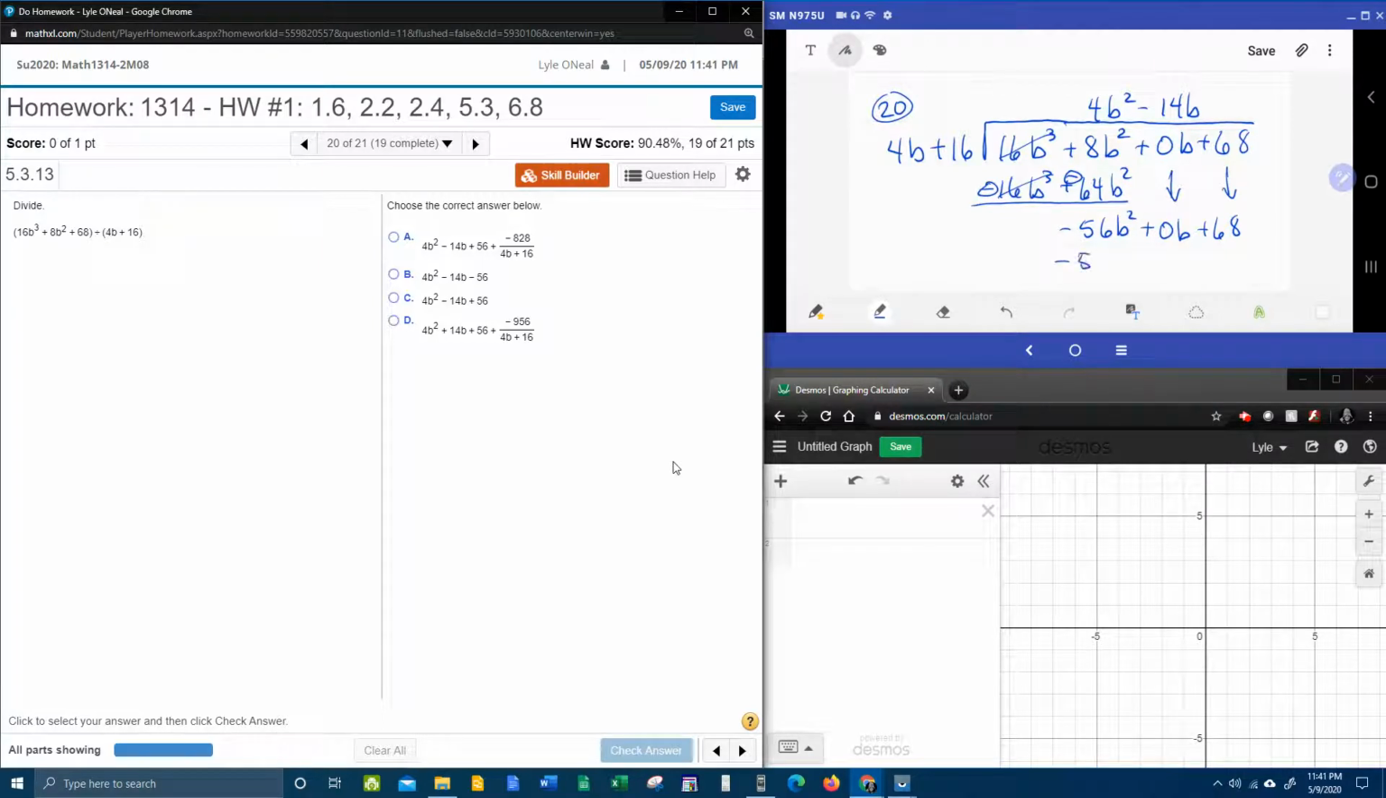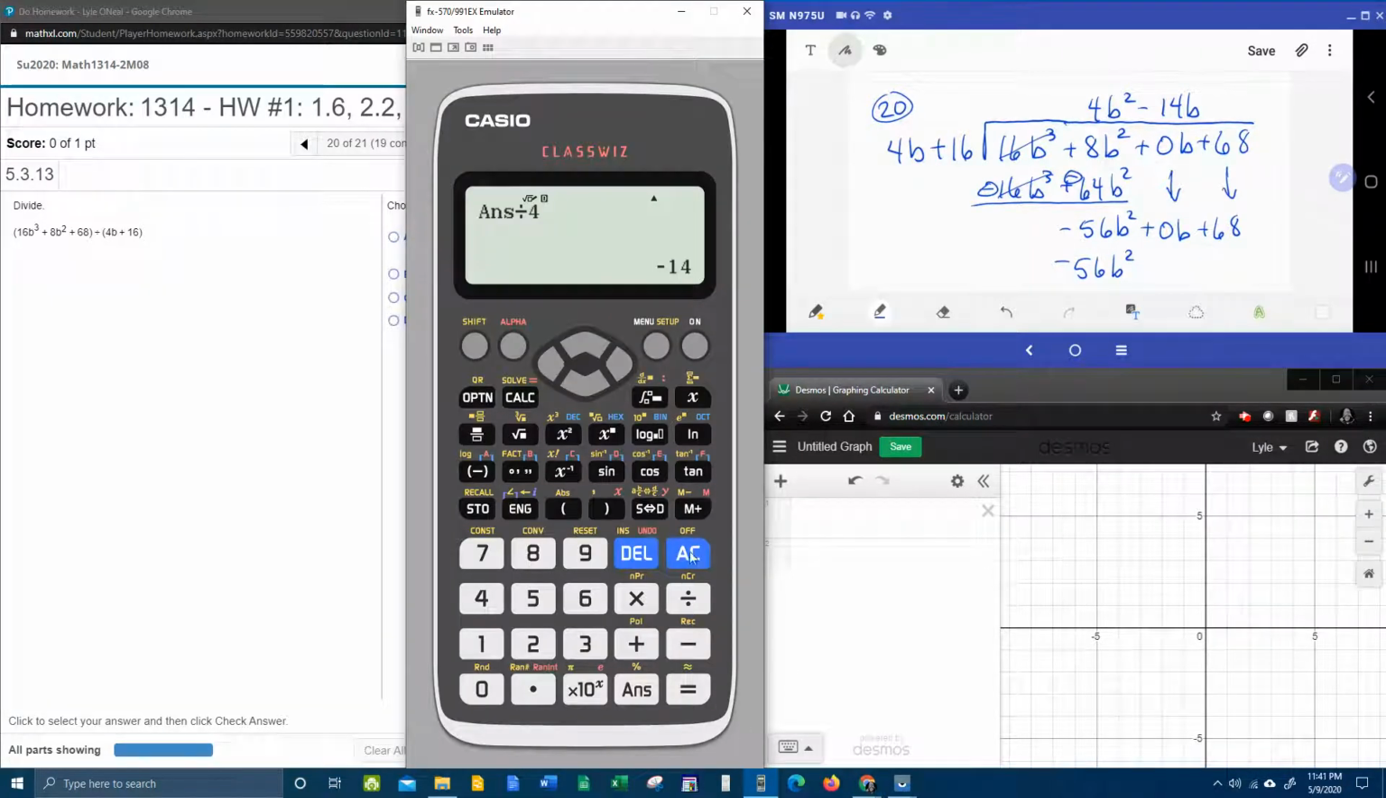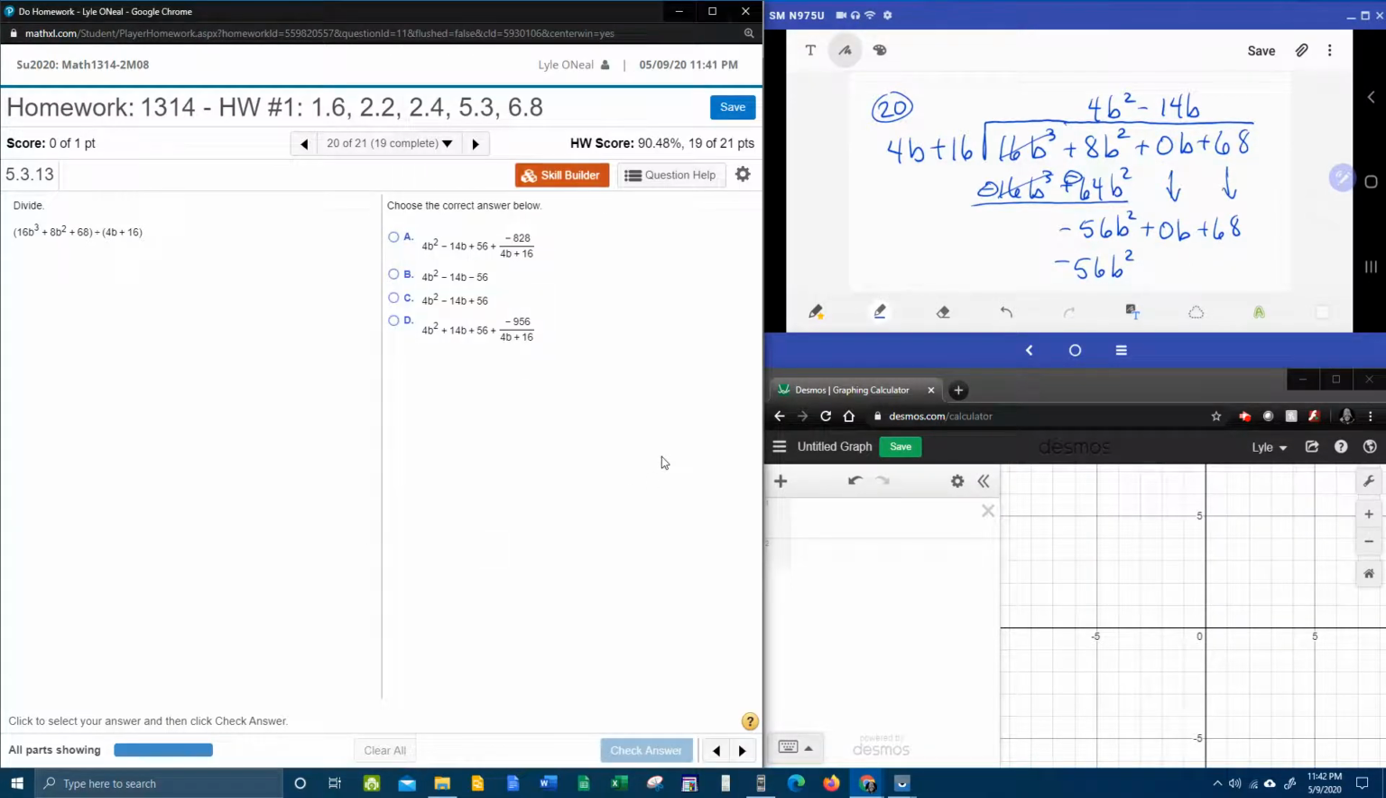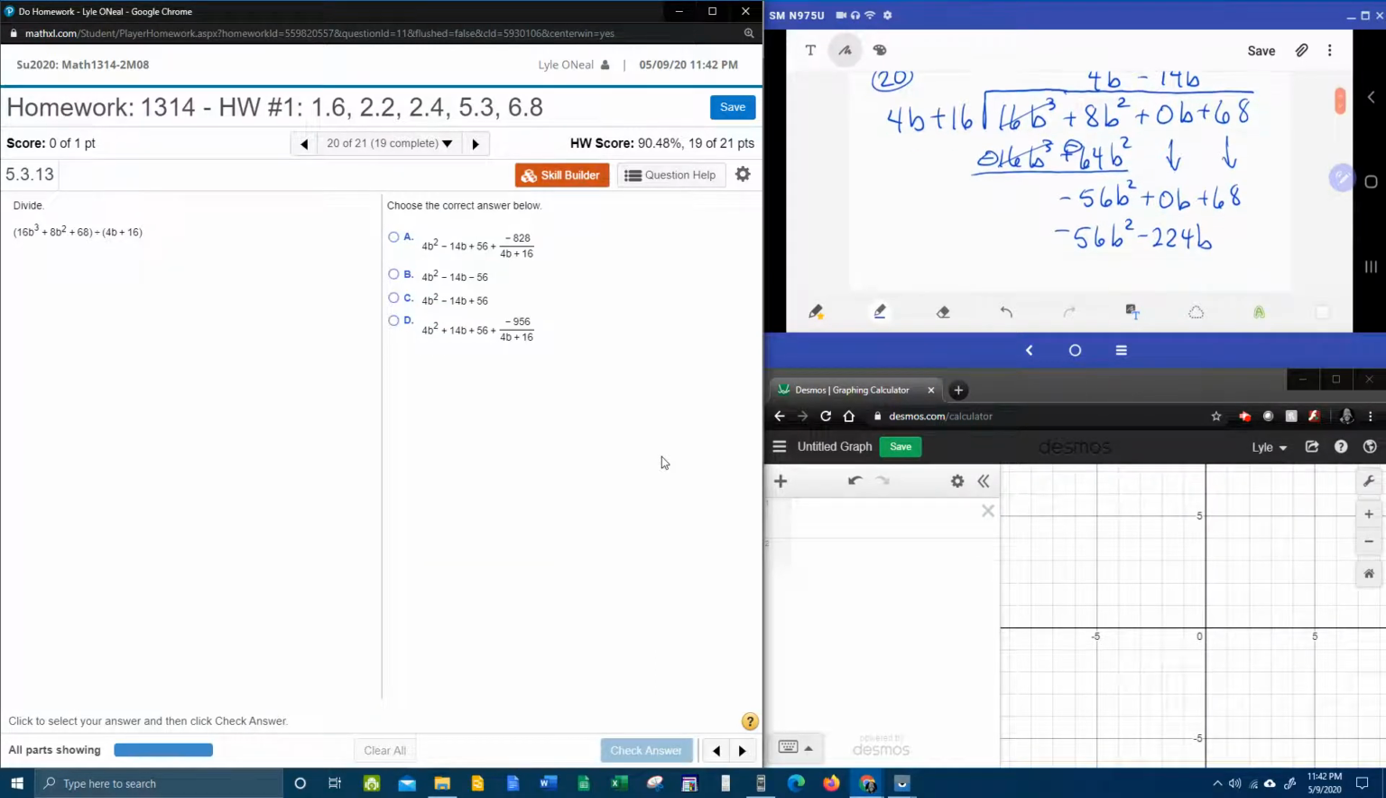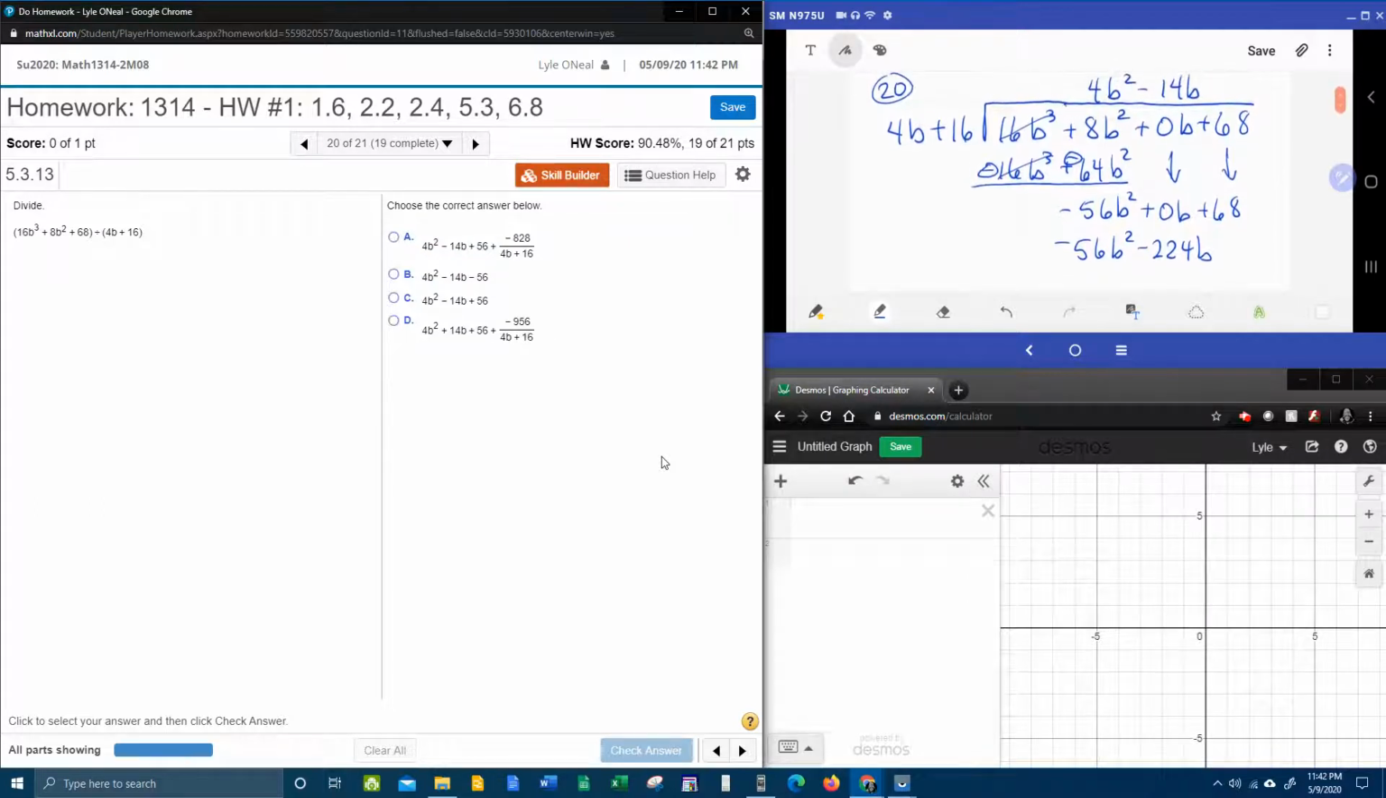And then just like we did with the 4b squared, we're going to take our negative 14b and distribute. So that'll give us a negative 56b squared. And then negative 14 times 16 is negative 224. Negative 224, and that's going to have a b. And now do you see why I needed that placeholder? This negative 224b needed somebody to line up with. He definitely shouldn't have lined up with the 68 because those are not like terms. So now I'm hoping you see why I needed that placeholder.